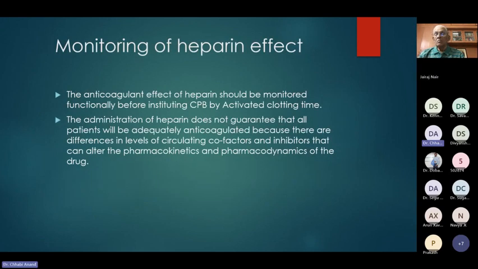Monitoring of heparin effect. The anticoagulation effect of heparin should be monitored functionally before instituting CPB by activated clotting time. The administration of heparin does not guarantee that all patients will be adequately anticoagulated because there are differences in levels of circulating cofactors and inhibitors that can alter the pharmacokinetics and pharmacodynamics of the drug.